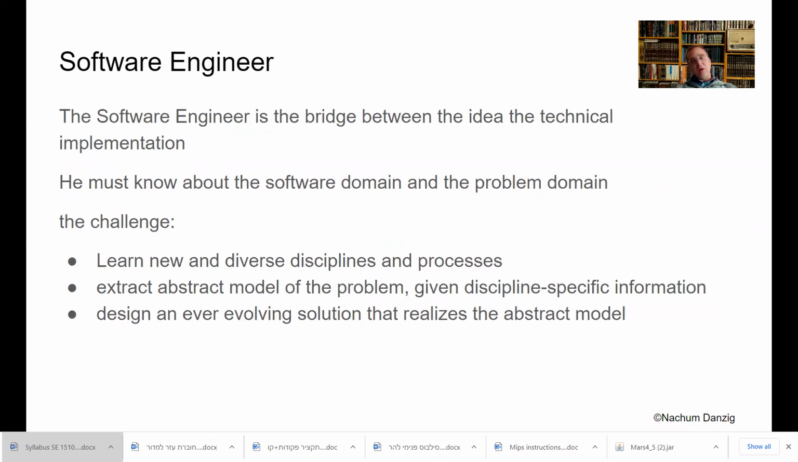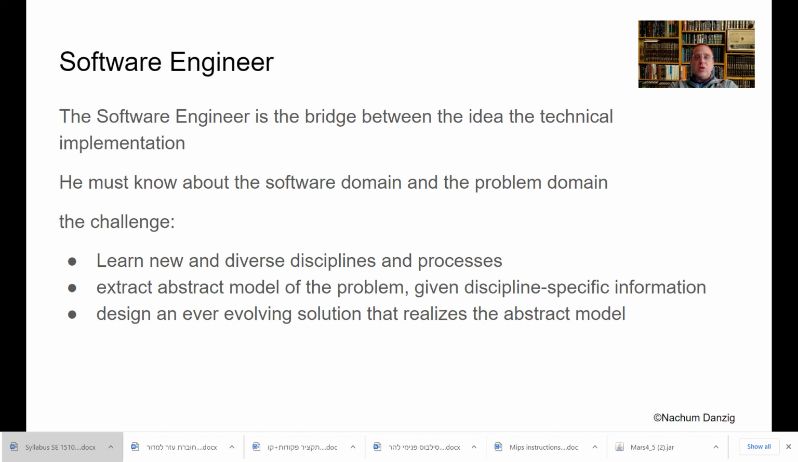So what is a software engineer? A software engineer is the bridge between the idea and the technical implementation. In other words, the initiator says, you know what, I'd like a software that does this, this, and this. He may not know anything about how to do it, but the engineer will figure out how to get that technical implementation to get there. And he must know the software domain and the problem domain.